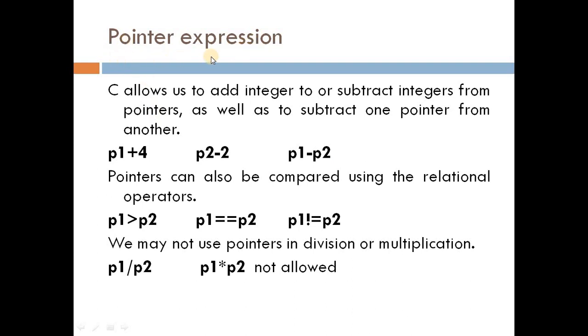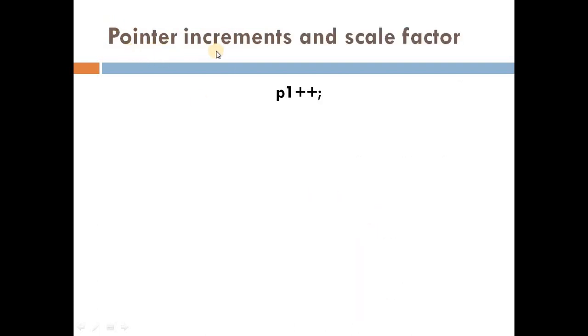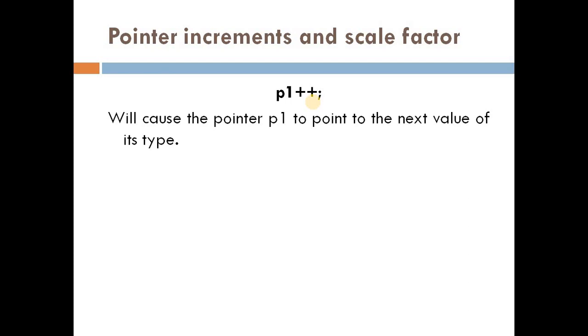Now we shall see these pointer expressions in detail. The first is pointer increments and scale factor. You can see over here we have incremented the pointer P1, P1 plus plus. In this case the address stored in P1 can be incremented by using the increment operator. This will cause the pointer P1 to point to the next value of its type.